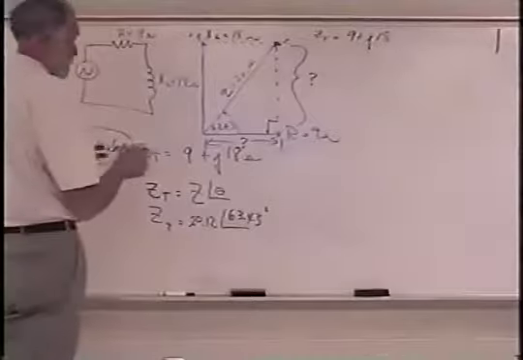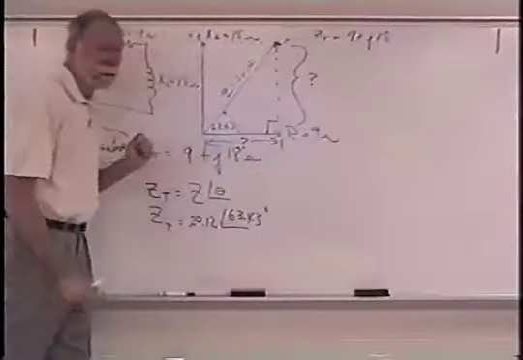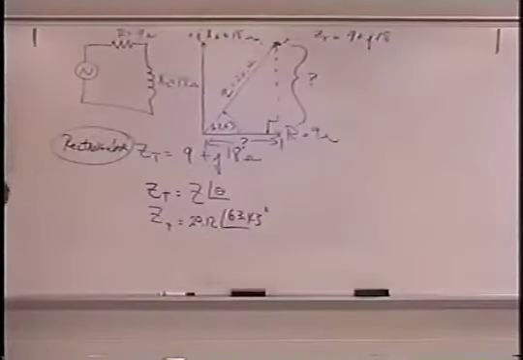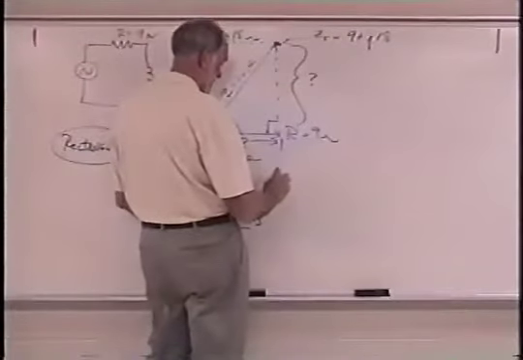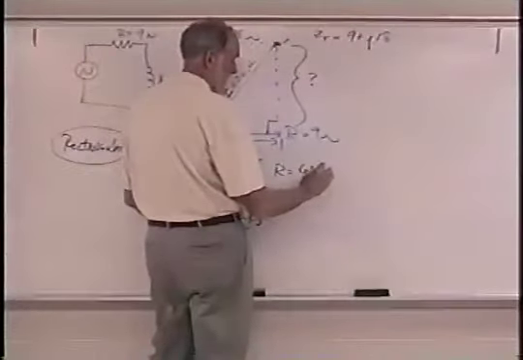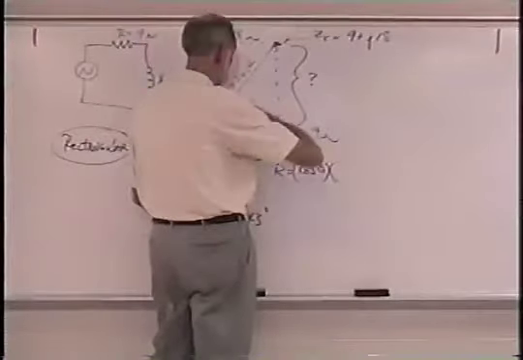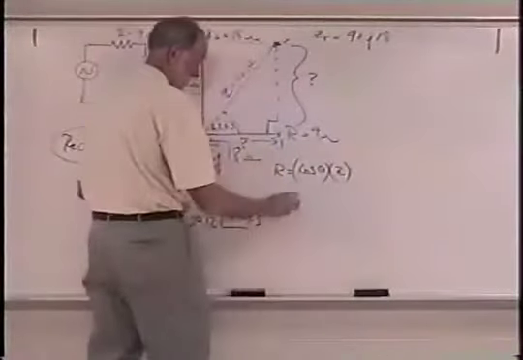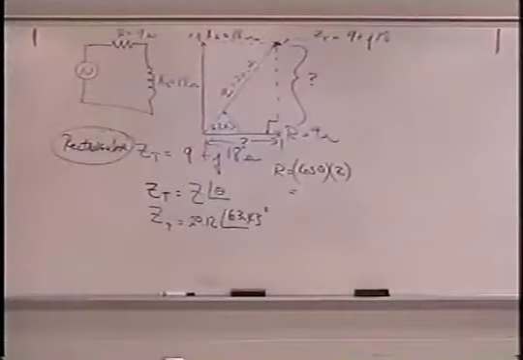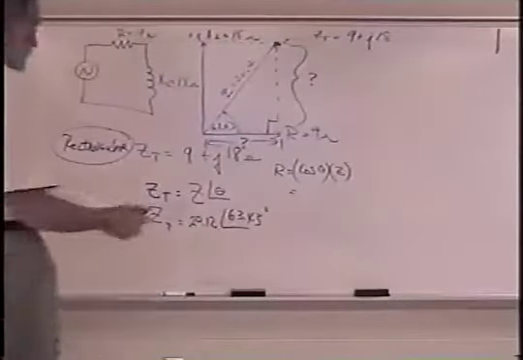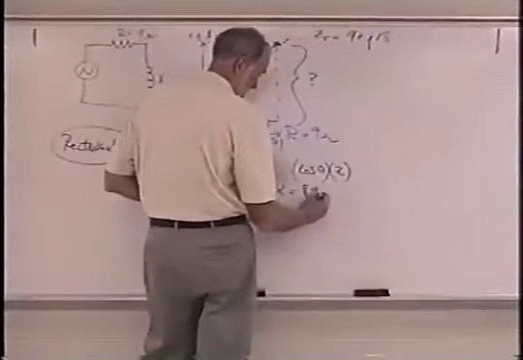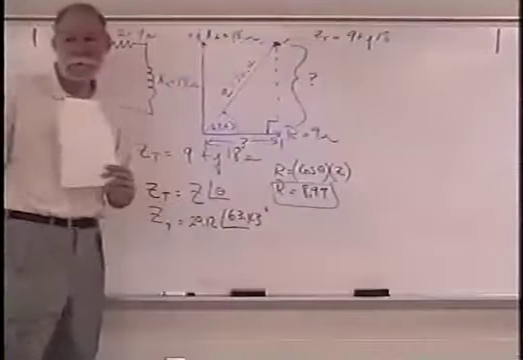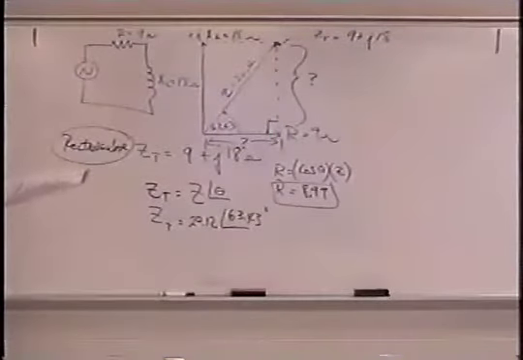So I know that this adjacent side here is related to the cosine. So what I can do is I can take the cosine of theta, let's say R will be equal to the cosine of theta times the value of the hypotenuse, which is Z. So when I do that, you should put this in your calculator, take the cosine of 63.43 degrees and multiply times 20.12, and you will get an R of 8.99, which is close enough to 9 for our purposes.